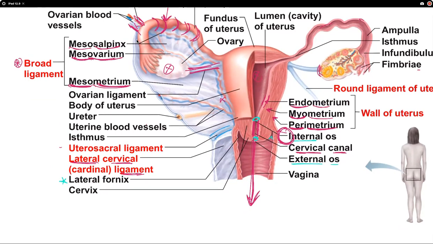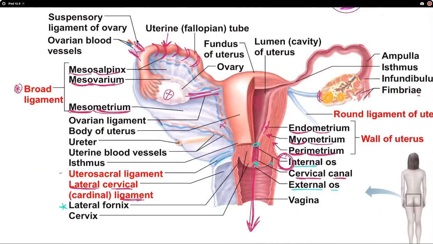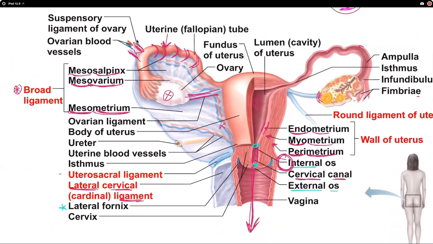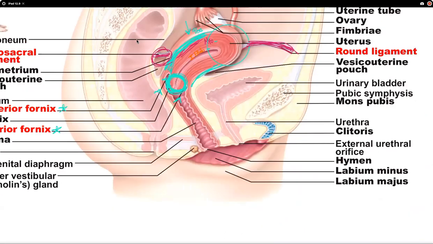We've got two ligaments on both sides that will be holding the cervix in its place in the pelvic cavity. We call those the lateral ligaments, lateral cervical ligaments, or the cardinal ligament. If you notice, we do have space around the cervix in the vagina. We call this the fornix. So on both sides, those are my lateral fornices. Anteriorly, we're gonna call this space around the cervix the anterior fornix. Space behind the cervix is the posterior fornix.